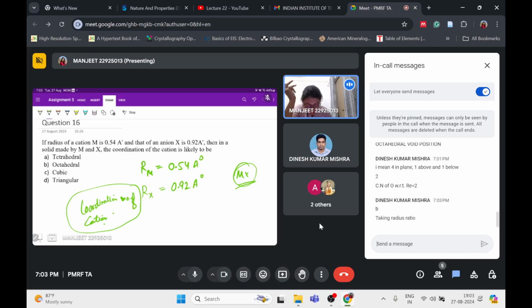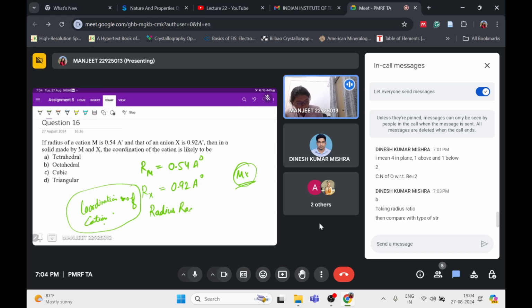Yeah, will it be the octahedral? So for taking the radius ratio, first you have to take the radius ratio. If the radius is given, we know the relation between the radius ratio and the coordination number. So first calculate the radius ratio.